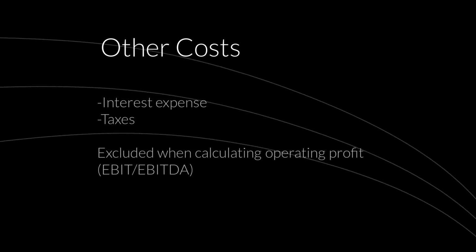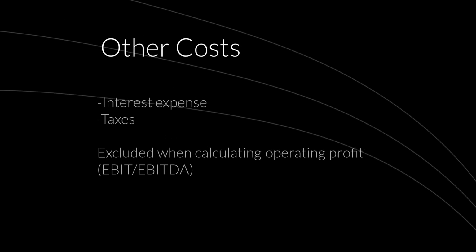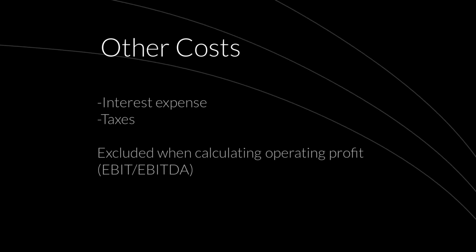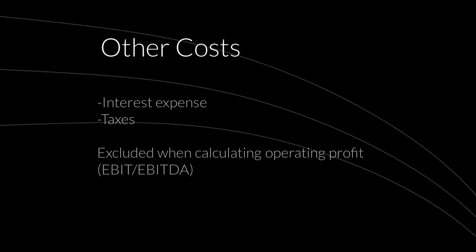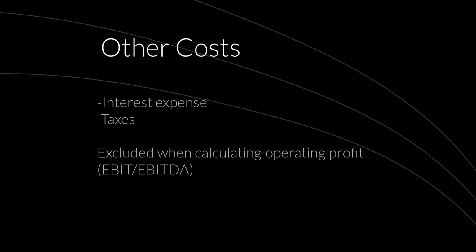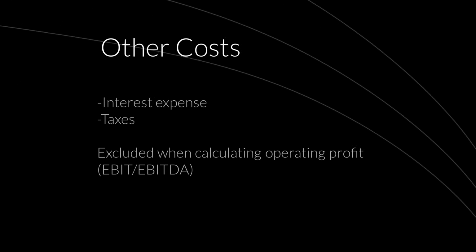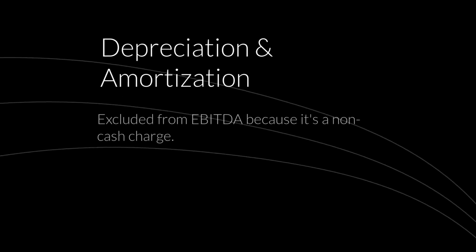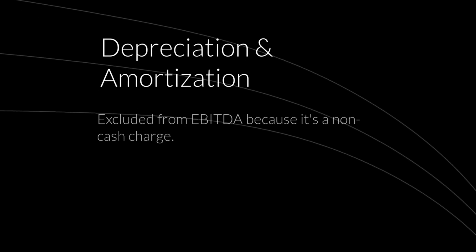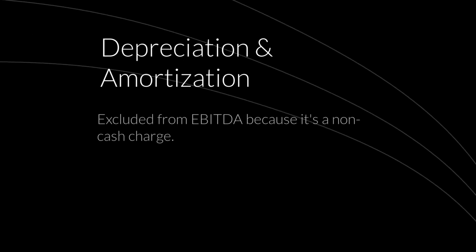And when we use the EBITDA metric, remember we're excluding interest. The reason we do that is that's considered a payment to a bank or investor, so we want to remove that so we can look at the business independent of payments to investors. Same thing with taxes, just because we want to look at the business itself. And then depreciation and amortization is sometimes excluded because it's a non-cash charge.